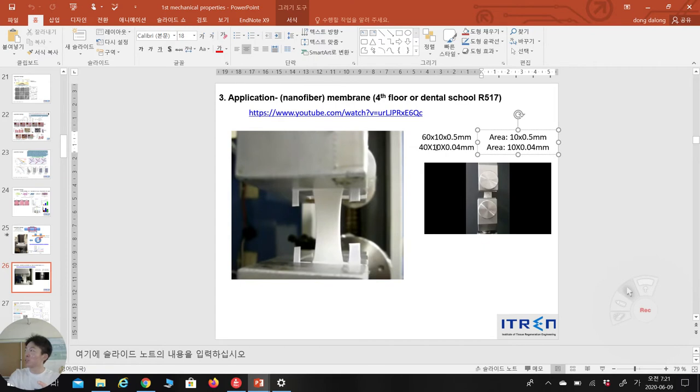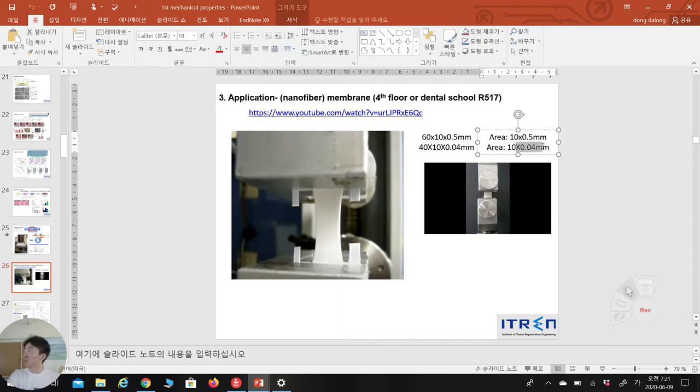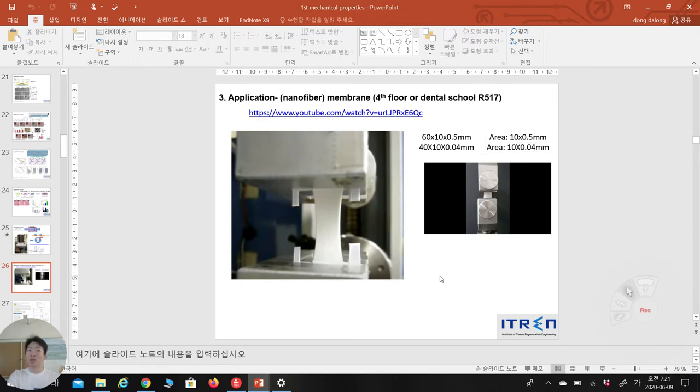And then when you think about this, 40 is the height, 10 is the width, and 0.04 millimeter is the thickness, and then the area is like this. So you have to put this value into this instrument properly, and only then can you properly measure their stress.